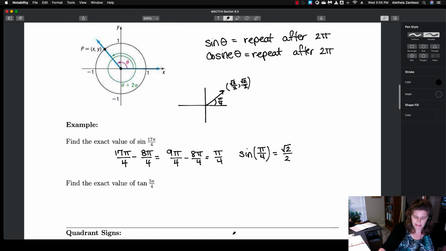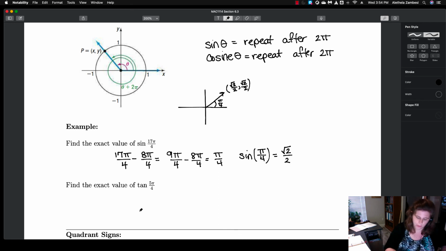If I want to find the tangent of 5 pi over 4, 5 pi over 4 is between 0 and 2 pi. Pi over 4, 2 pi over 4, 3 pi over 4, 4 pi over 4, 5 pi over 4. So I'm looking for the tangent of this value. Now, tangent is the slope of the line, and it repeats every pi units instead of every 2 pi. So this is the same as the tangent of pi over 4.